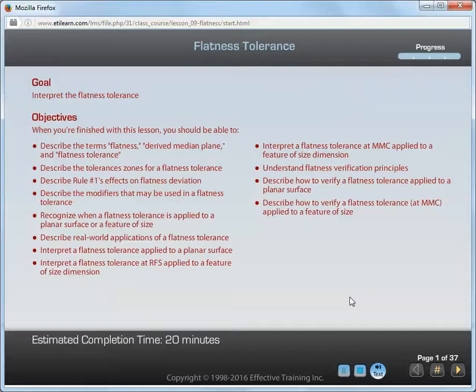Interpret a flatness tolerance applied to a planar surface. Interpret a flatness tolerance at RFS applied to a feature of size dimension. Interpret a flatness tolerance at MMC applied to a feature of size dimension.